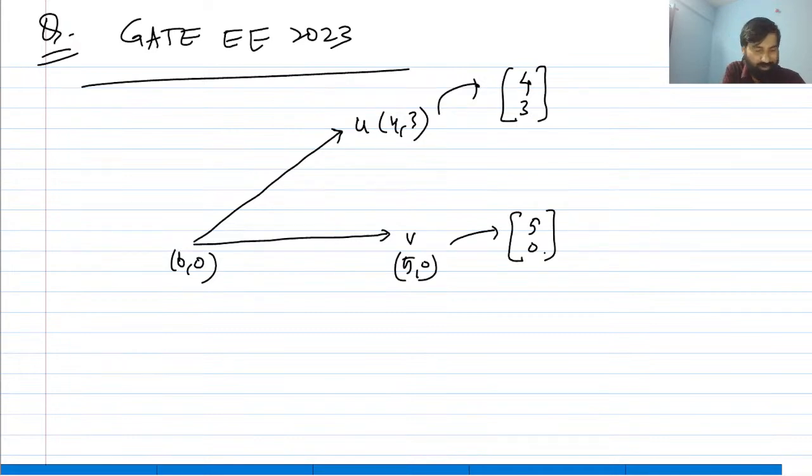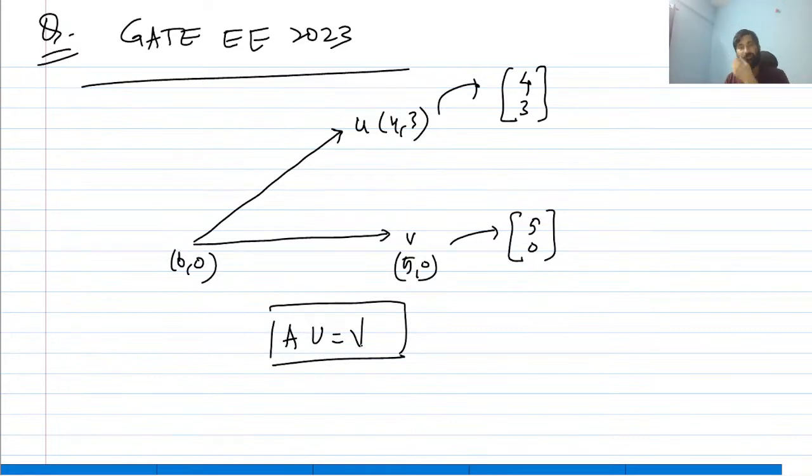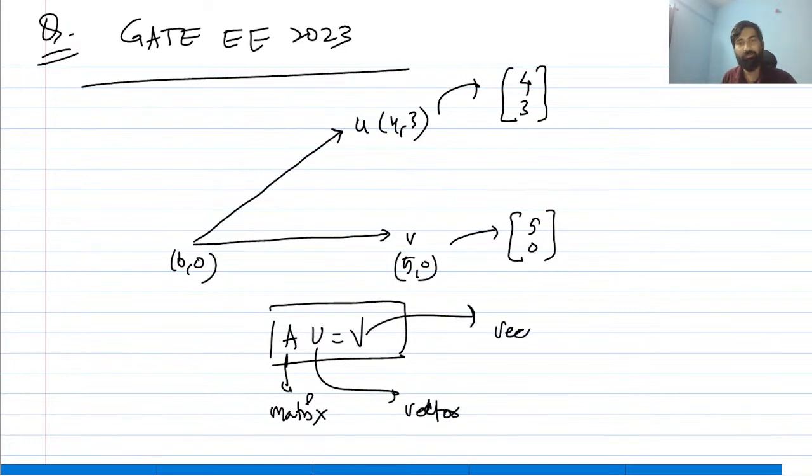Simple. Now the question is, in the figure the vectors u and v are related as A u equals v. Okay, this is the relation, where A is a matrix, u is a vector, and v is also a vector. Yesterday in the introductory class I told you that when you multiply a matrix by a vector, you get a vector itself.